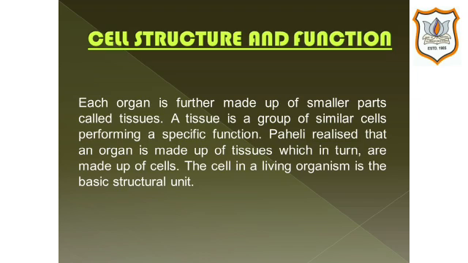From all the above discussion, we come to the conclusion that multicellular organisms like plants and animals are built like this. Cells make up tissues, tissues make up organs, organs make up organ systems, and finally organ systems make up an organism.